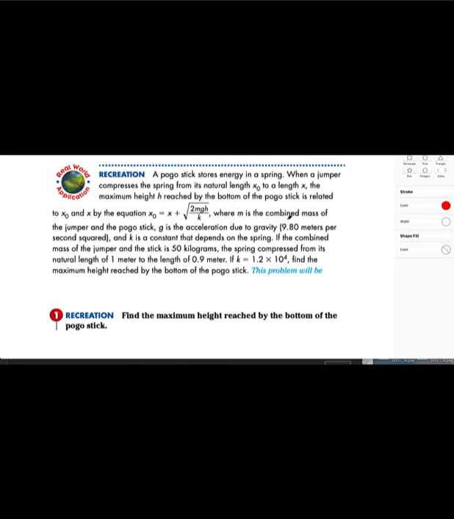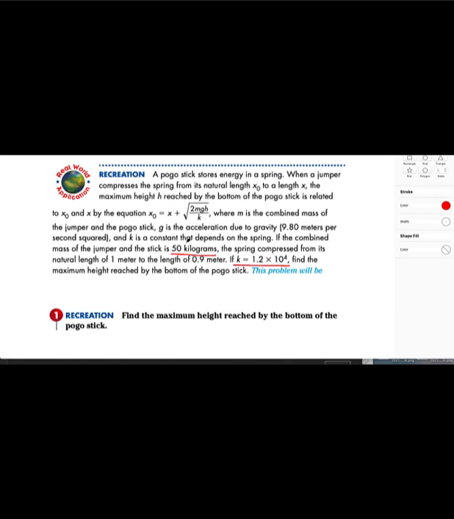So m is the mass combined of the jumper and the pogo stick. g is the acceleration due to gravity. That's going to be 9.8 meters per second squared. k is going to be a constant that depends on the spring. If the combined mass of the jumper and the pogo stick is 50 kilograms and the spring compressed from its natural length of 1 meter to 0.9 meters, and if k is equal to this business here, find the maximum height reached by the bottom of the pogo stick.